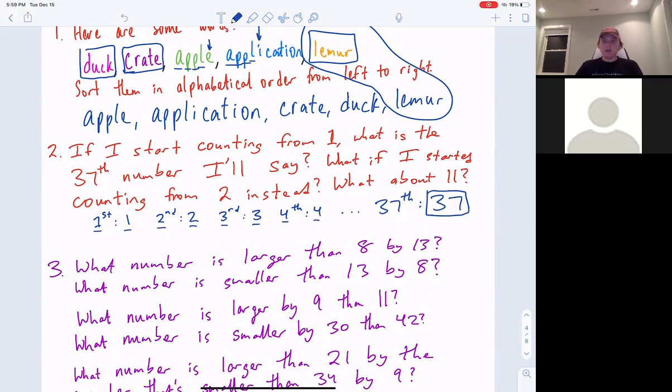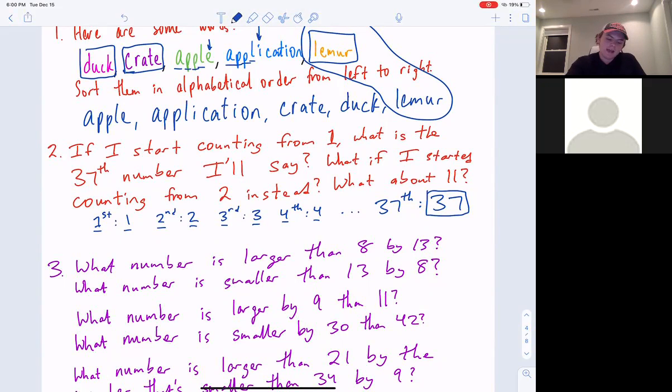So all we're really doing is we're looking at the numbers and we're pointing at them, and we're just saying 1, 2, 3, 4, 5, 6, 7. Right? That's all we're doing when we're counting, starting from 1. Okay. What if I started counting from 2 instead?